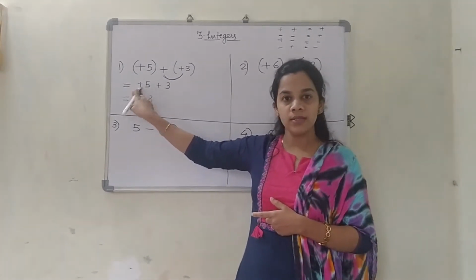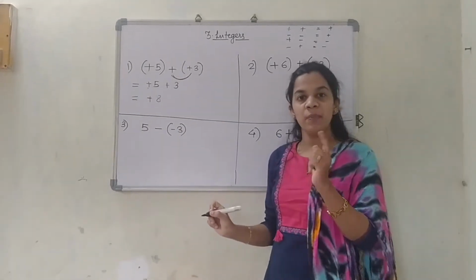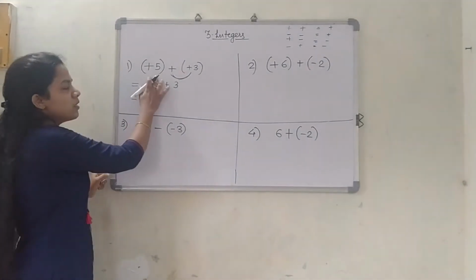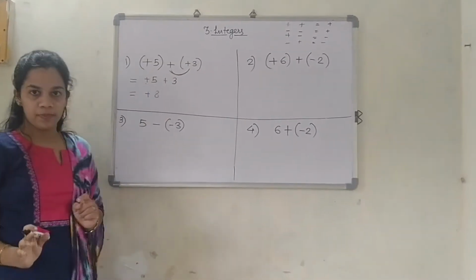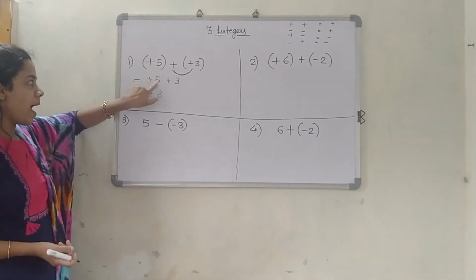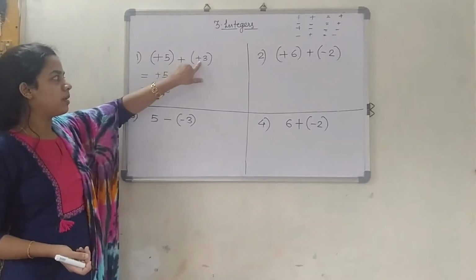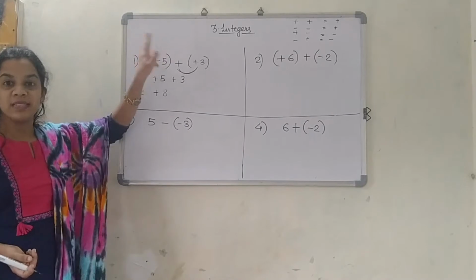It was plus, so the answer will be plus 8. Again, I am repeating what I have told you just now. Just see over here: plus 5 plus bracket plus 5. What have we done? First step, plus 5 as it is I have written down. Now if you see here, 2 times plus signs were there. So 2 times plus sign means 2 times the same sign.